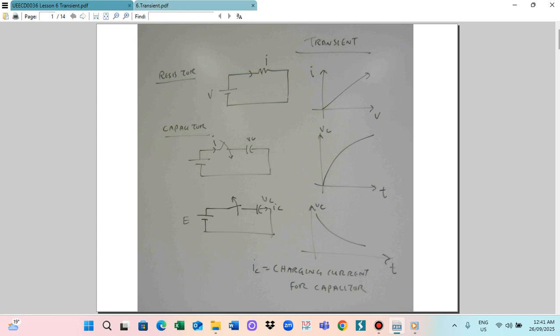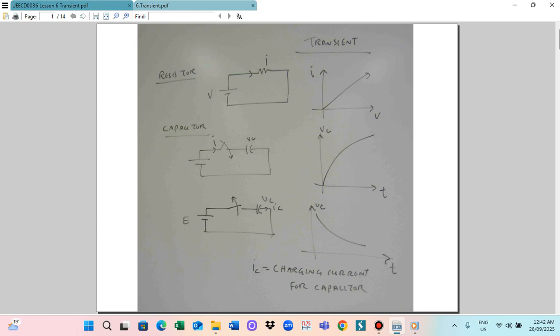But for the capacitor, this is a supply here, and this is a switch. When you switch on, the capacitor voltage will not increase instantly. It will follow the graph. For capacitor charging, the capacitor voltage VC and the current I will follow like this, originally with the switch off and then you switch it on.